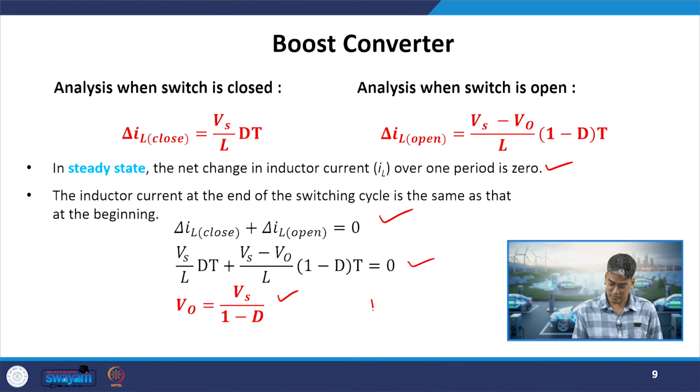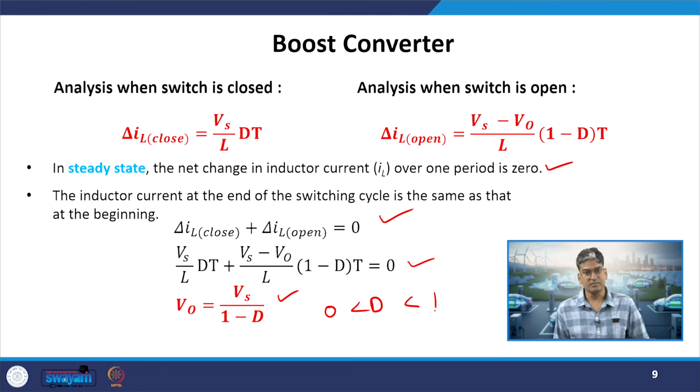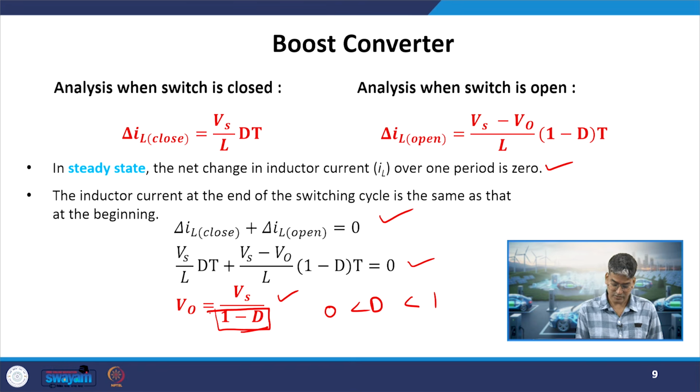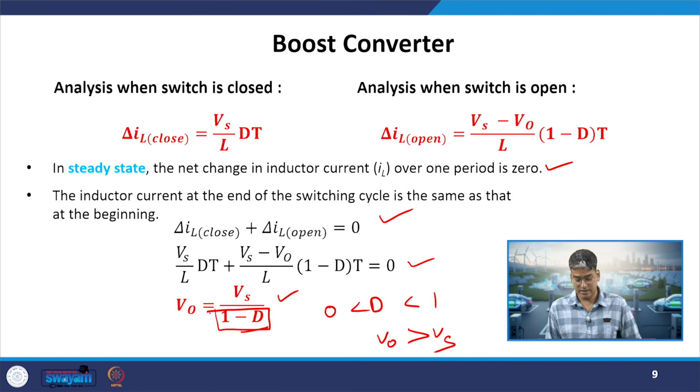Now, what is the value of the duty ratio? It is always restricted between 0 and 1. If I replace any value between 0 and 1, I will observe that (1 minus D) will always be less than 1. And I am dividing Vs by a value which is less than 1, so obviously my V0 will always be higher than the Vs value. So in the boost converter, my output voltage will always be higher than the input voltage. That is why we say it is a boost converter, or a step up converter.